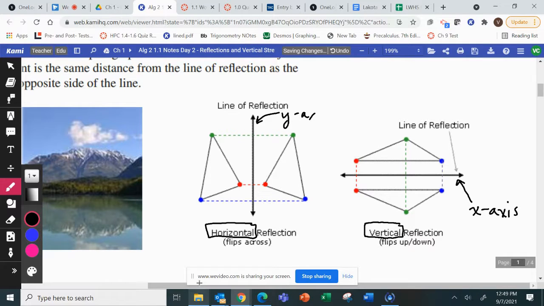So some students get confused and write the wrong axis because horizontal means x, but it's flipping over the y-axis. Vertical means up and down, y, but it's flipping in the x-axis. So people get confused about that. So we've got to make sure that we know that it will sound weird, but if you drew a picture, you reflect up and down, that's the x-axis.